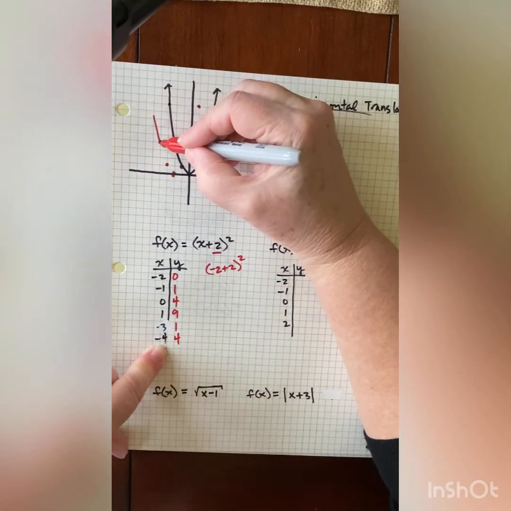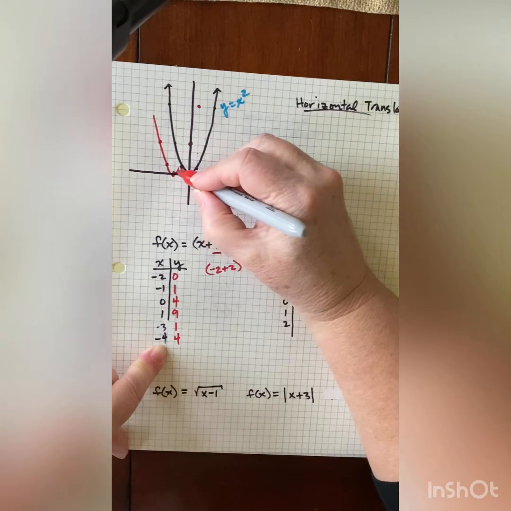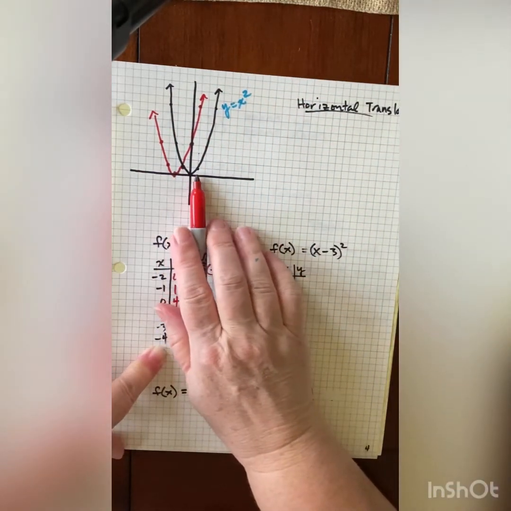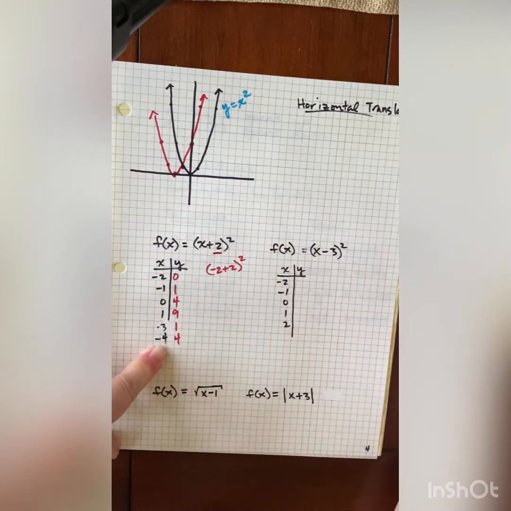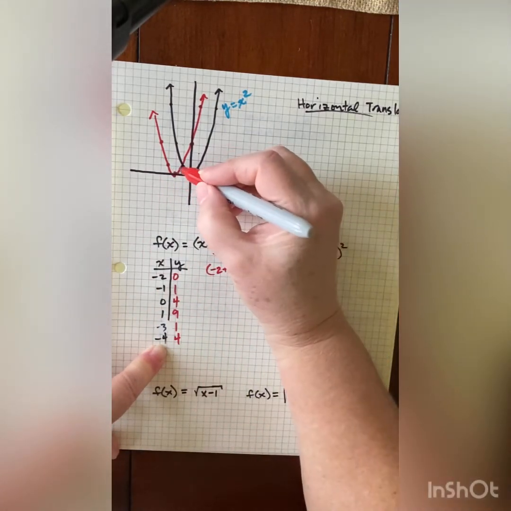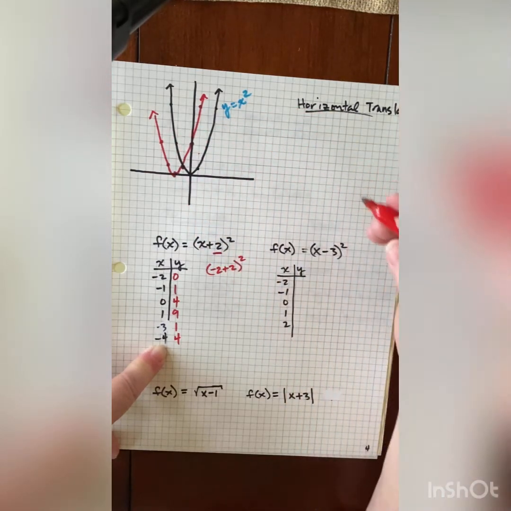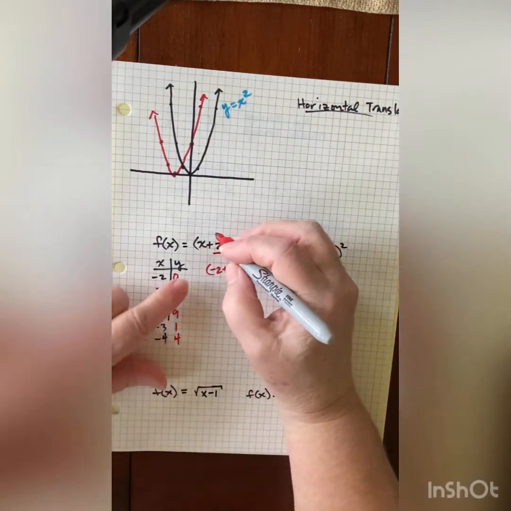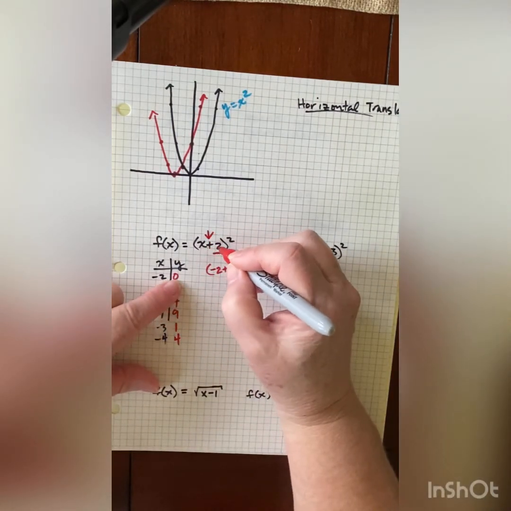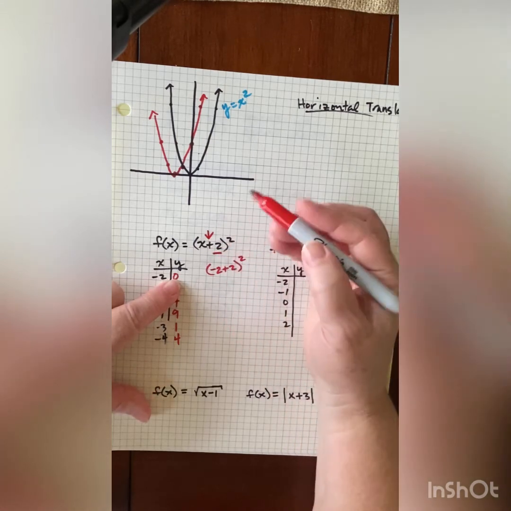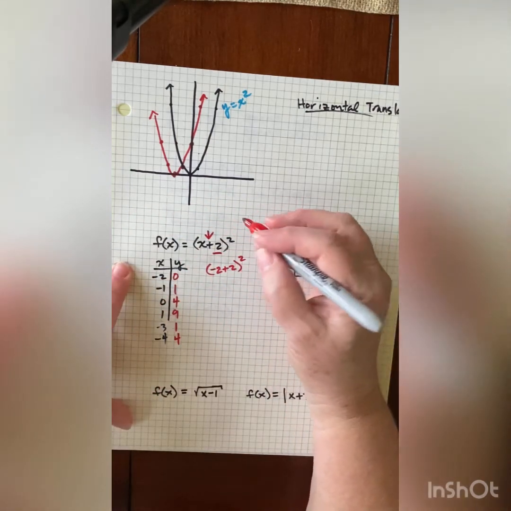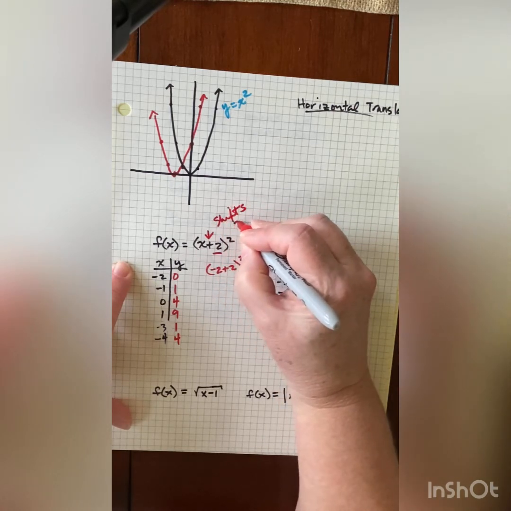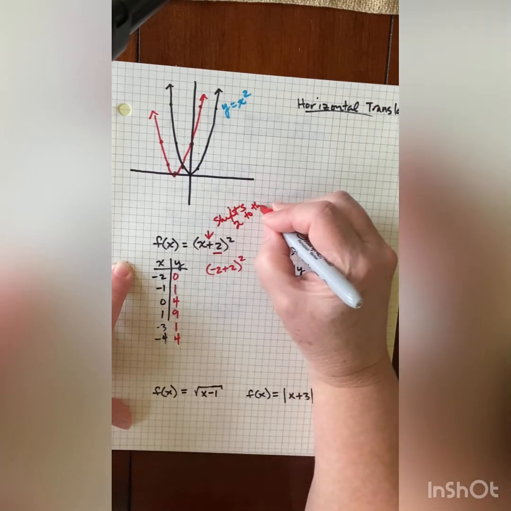Okay, so notice it moved to the left 2 places. Every one of these points moved over 2. And over here moved over 2. So, you might want to think, oh, it's going in the positive direction, but no, it's actually going in the opposite direction that you wanted to. So this one shifts to the left.